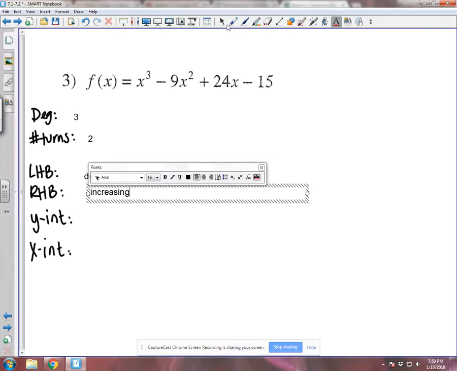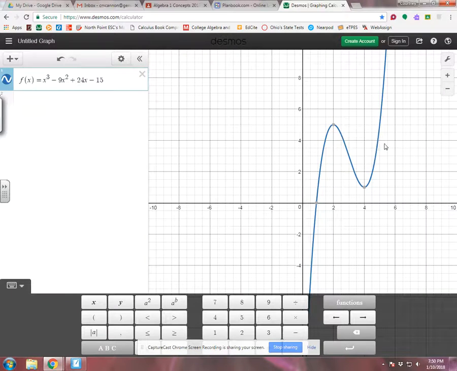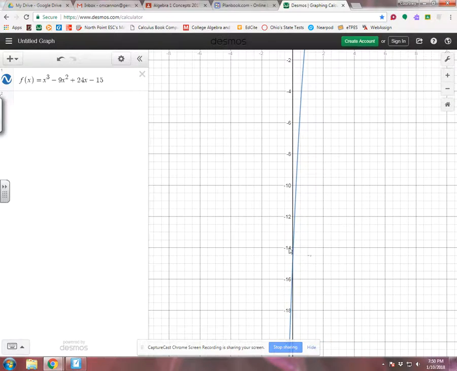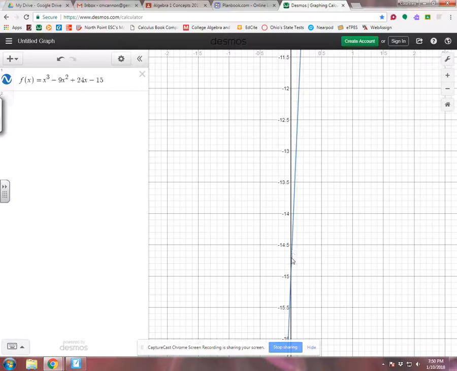Okay, next I want to know the y-intercept. Where does it cross the y-axis? Well, it looks like I'm going to have to move this a little bit until I can find it. Maybe zoom in a little. Where does this thing cross the y-axis? Looks like at 0, negative 15.